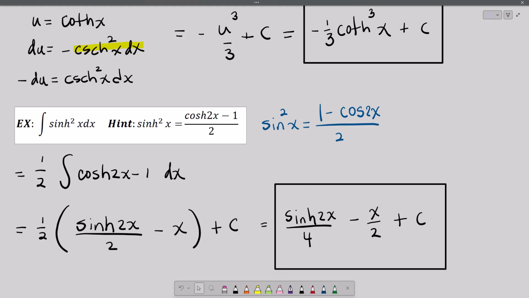Hieroglyphics. Yeah. I don't think I've ever heard that word mentioned in Calc 2 in 30 years. I don't even know what a hieroglyphic is.